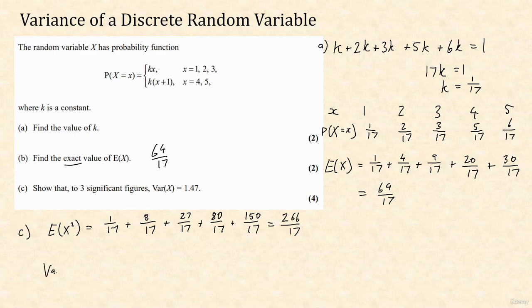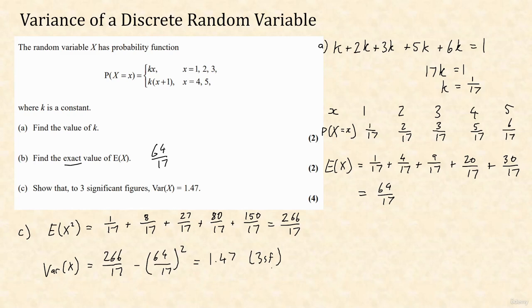So the variance is the expectation of the squares, 266 over 17, minus the expectation all squared, so that's 64 over 17 all squared. Calculate that, and we get 1.47 when we round it to 3 significant figures. So there we go, that's how we use the variance.